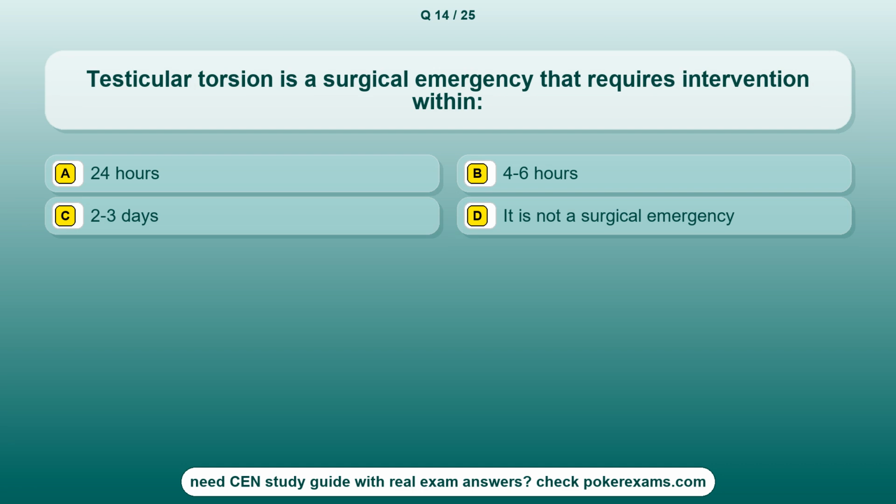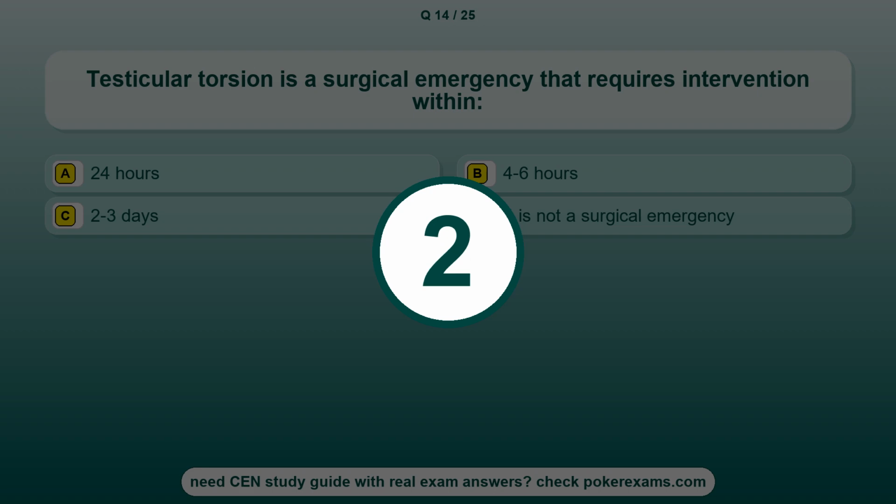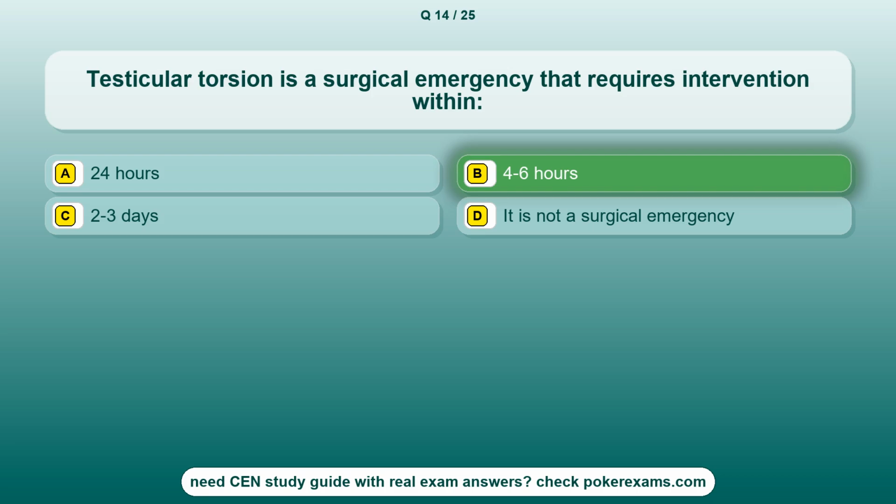Question 14. Testicular torsion is a surgical emergency that requires intervention within option A, 24 hours, option B, 4-6 hours, option C, 2-3 days, option D, it is not a surgical emergency. The correct answer is option B, 4-6 hours.